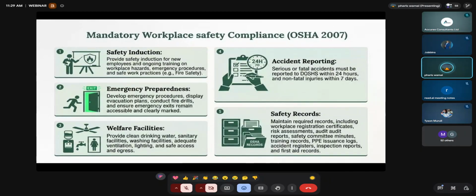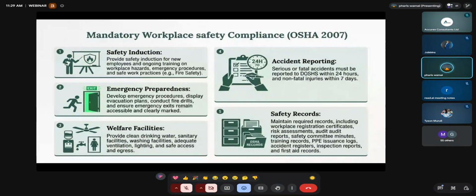ongoing training in workplace hazards, emergency procedures, and safe workplace practices. Another mandatory compliance is ensuring that you have emergency preparedness. As I said, for example, the fire drills, the first aid drills, etc. Another mandatory compliance is ensuring that your incident reporting is done within the stipulated time. We said for fatal or serious within 24 hours, non-fatal within 7 days.